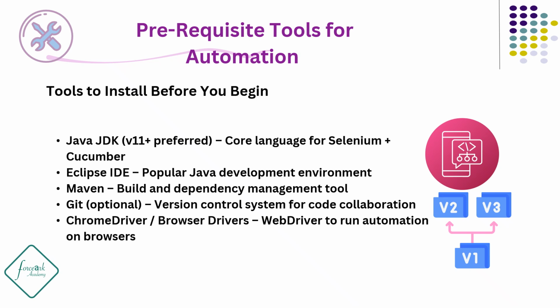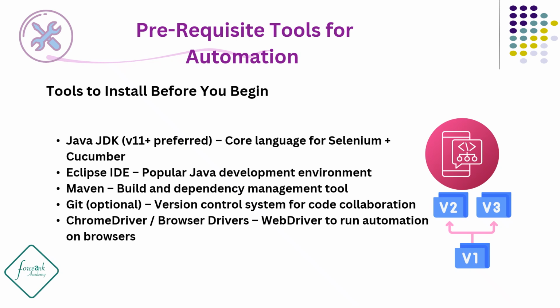Git. Git is optional but recommended. While not mandatory for local testing, it helps to manage your code version history. It's essential if you're working in a team or using CI/CD tools like Jenkins or GitHub Actions.